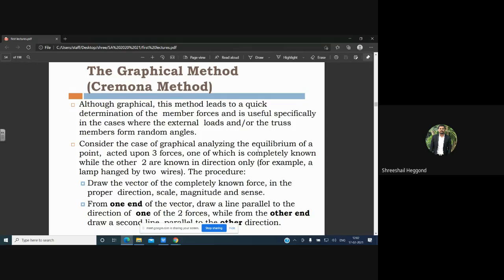The graphical method leads to the quick determination of member forces and is especially useful where the truss members are at random angles. If random angles are there for the members, or if the quantity of external loads applied on the various joints is more, in such cases the graphical representation method will be very effective. Consider the case of graphical analysis.